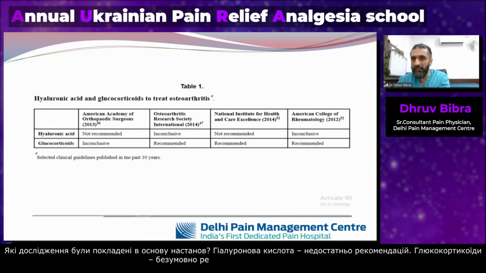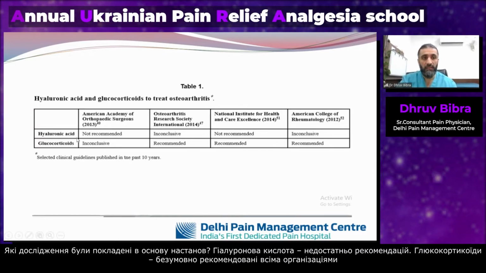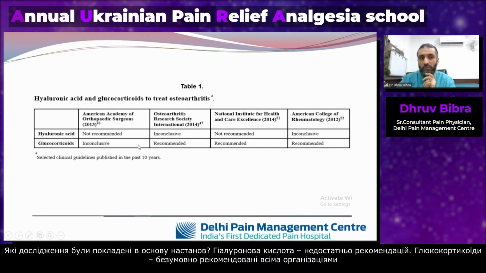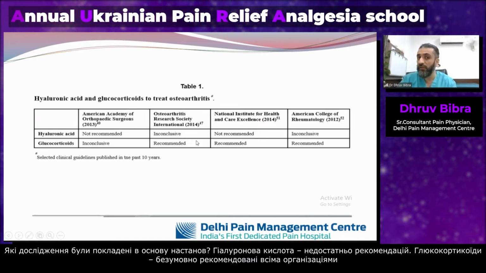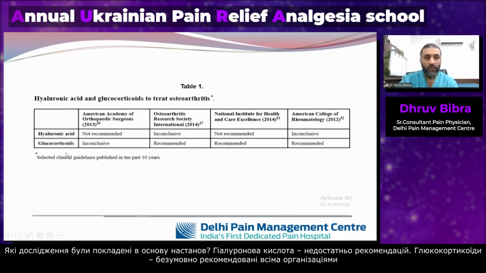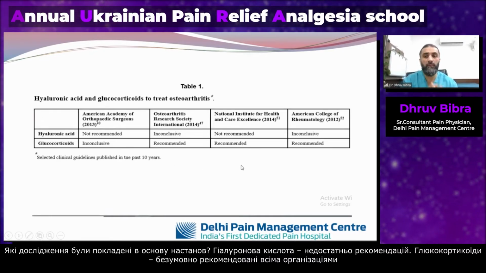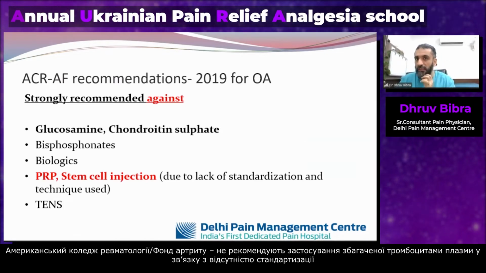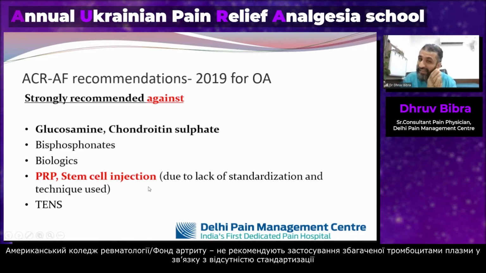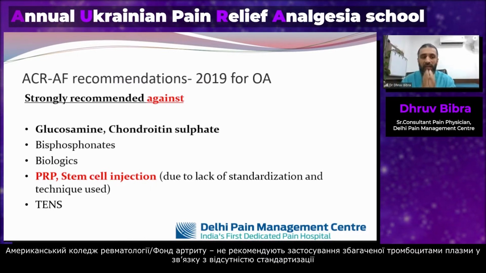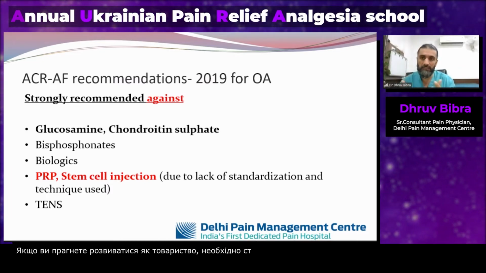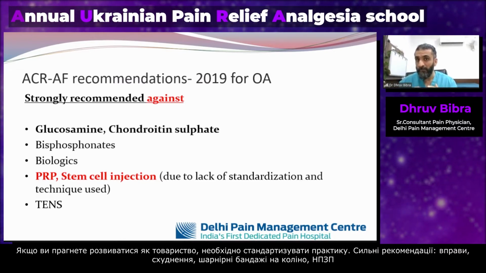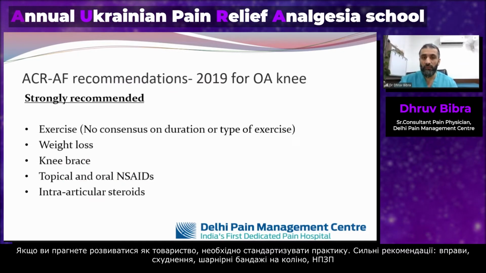So what these studies or guidelines talked about is hyaluronic acid. See, orthopedicians have not been very happy with that. In osteoarthritis, again, it comes down to hyaluronic acid and glucocorticoids. Basically, glucocorticoids are definitely recommended throughout the organizations. Again, ACR, now it is a rheumatological organization, has said stem cells and PRP are not to be used because of lack of standardization. So this is something which I need to discuss. And as a community, if we want to grow, we have to have standard practices of some sort so that it can come into the natural practice.